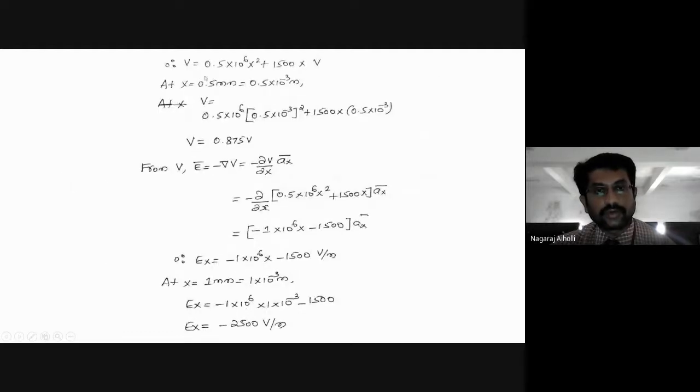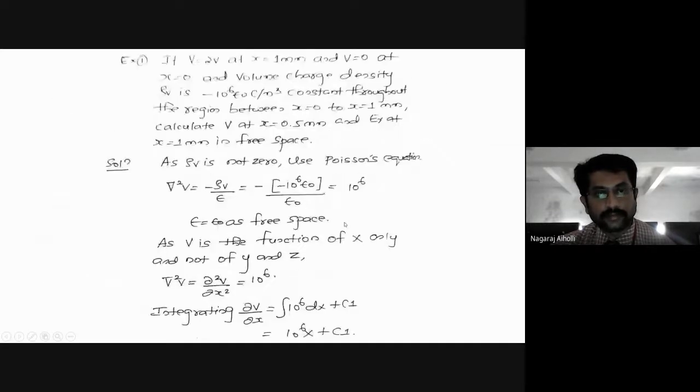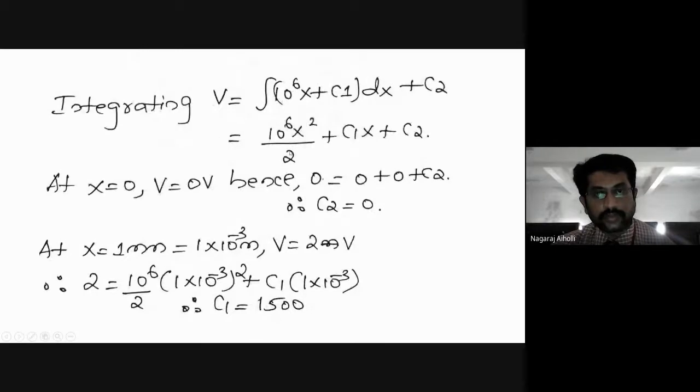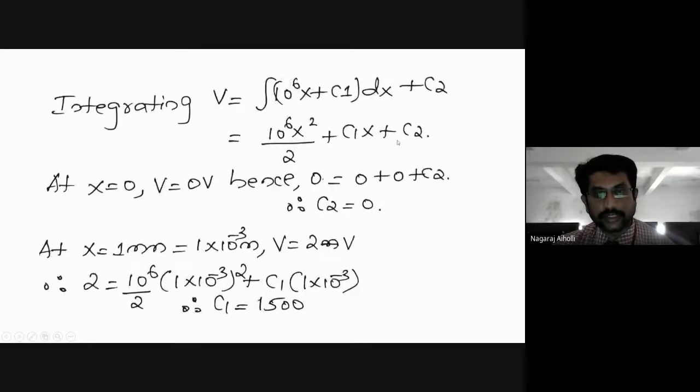V is equal to 0.5 into 10 raised to 6 x square plus 1500 x. That is what we have obtained here. That is this step: V is equal to 1 by 2, which is 0.5, 0.5 into 10 raised to 6 x square plus C1 x. Correct? C2 is 0. So that is the same equation I am writing here. V is equal to 0.5 into 10 raised to 6 x square plus 1500 x. That is the value of C1, 1500 x.